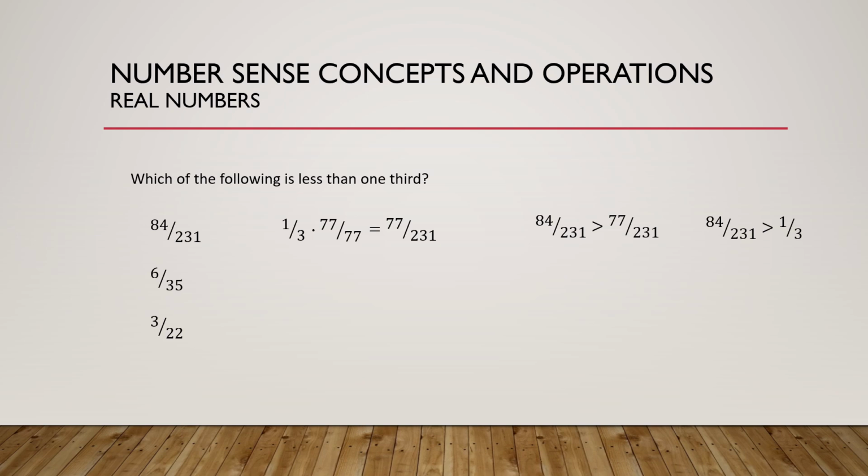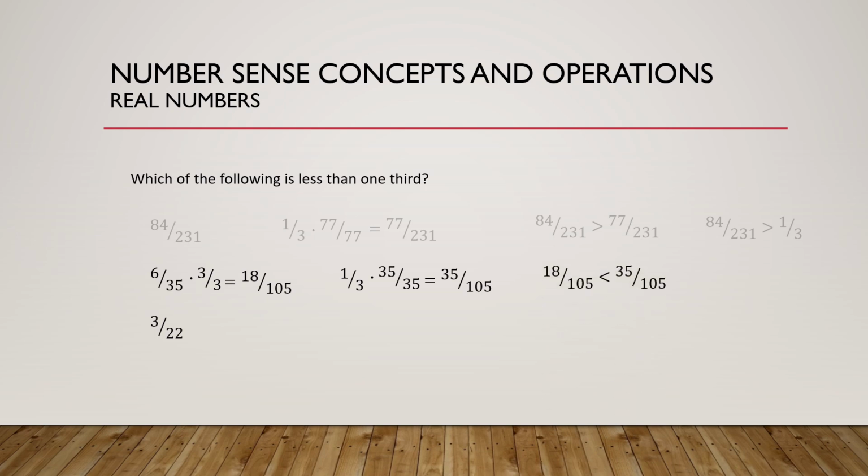For 6 over 35, we see that 3 and 35 have no common factors, so the least common denominator is 3 times 35, or 105. To solve, we first take 6 over 35 and multiply both numerator and denominator by 3 to get 18 over 105. We then take 1/3 and multiply both numerator and denominator by 35 to get 35 over 105. Now we can see that 18 over 105 is less than 35 over 105. Therefore, 6 over 35 is less than 1/3.